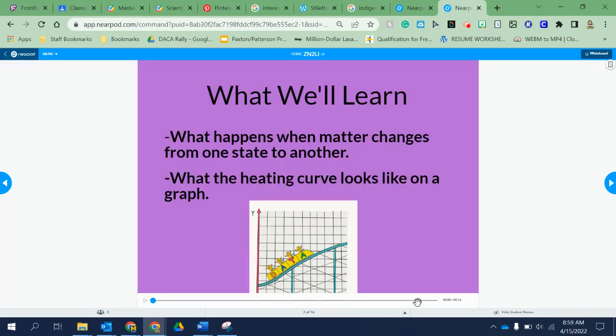And so what we're going to be learning about is what happens when it goes from one phase to another. So from a solid to a liquid to a gas, and again, not plasma. So mostly solids, liquids, and gases. And what the heating curve is going to look like on a graph. So basically, at what temperature and what time does it turn into a solid? And then at what temperature and what time does it turn into a liquid? And then at what temperature and what time does it turn into a gas, right? So that's what we're going to be seeing on a graph in a little bit, mostly focusing on water, right? So ice, liquid water, and then steam.